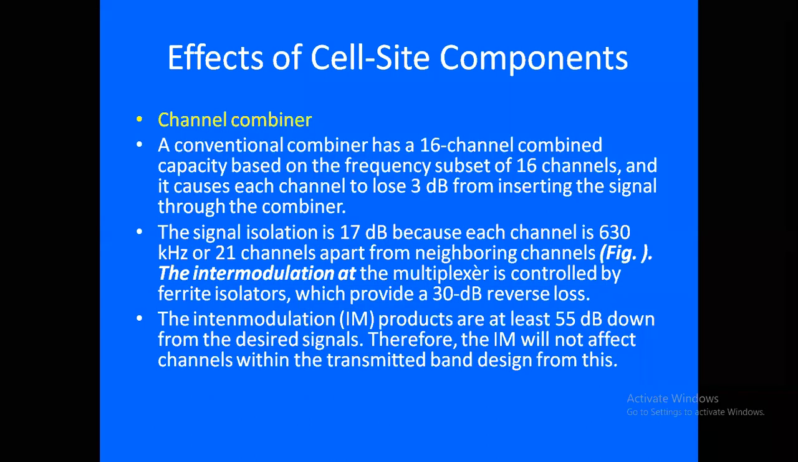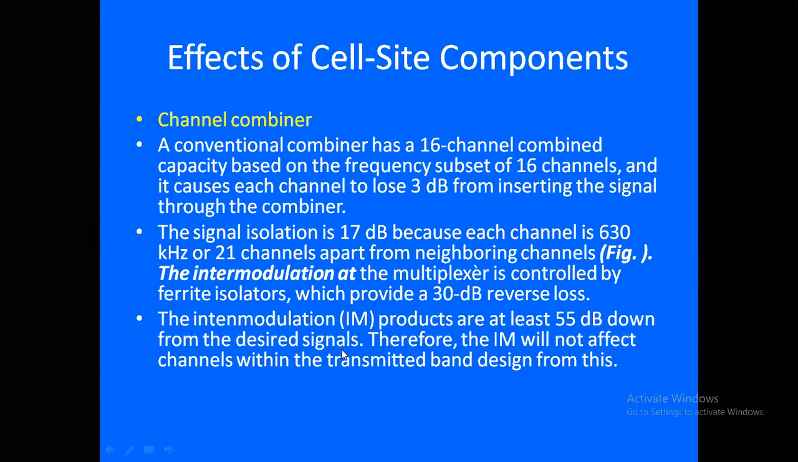A conventional combiner has a 16 channel combined capacity based on the frequency subset of 16 channels. The signal isolation is 17 dB because each channel is 630 kilohertz, or 21 channels, apart. The intermodulation at the multiplexer is controlled by a ferrite isolator, which provides a 30 dB reverse loss, and the intermodulation products are at least 55 dB down from the desired signal.